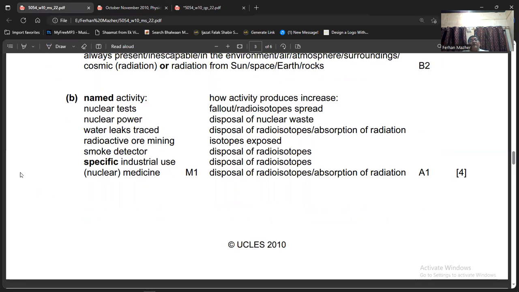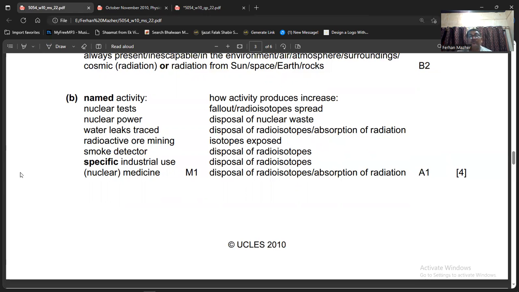Named activity: nuclear tests and nuclear power, the disposal of the nuclear waste, water leaks traced, and disposal of the radioisotopes and absorption of radiation, radioactive ore mining, isotopes exposed, smoke detectors. We put smoke detectors in our home, so they have that radioactive substance in them.